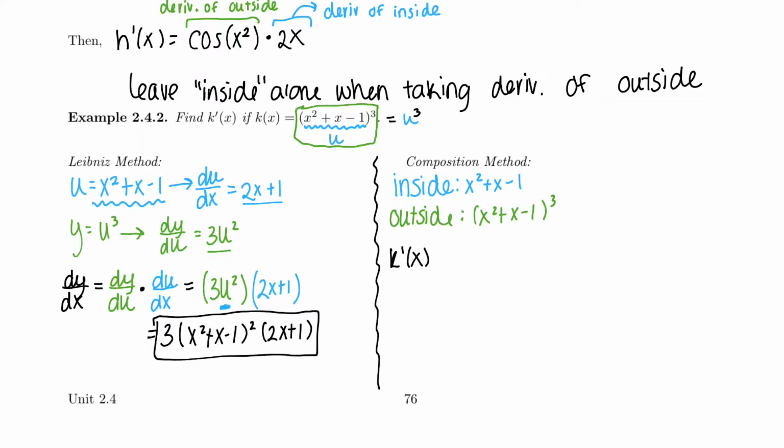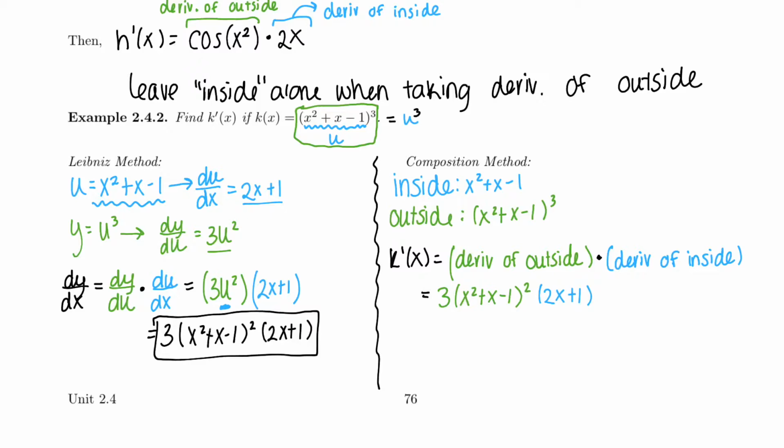So k prime of x, I'm going to write it out first, is going to be the derivative of the outside multiplied by the derivative of the inside. So with the derivative of the outside, like I said, you leave the inside alone. I would just treat the inside like I'm pretending it's not there. I would take the exponent down in front. So I have 3 times x squared plus x minus 1, leaving it alone, and then I lower the exponent just like I would do with power rule. And then I would take the derivative of the inside, which would be 2x plus 1. So my derivative is 3 times x squared plus x minus 1 squared, times 2x plus 1.